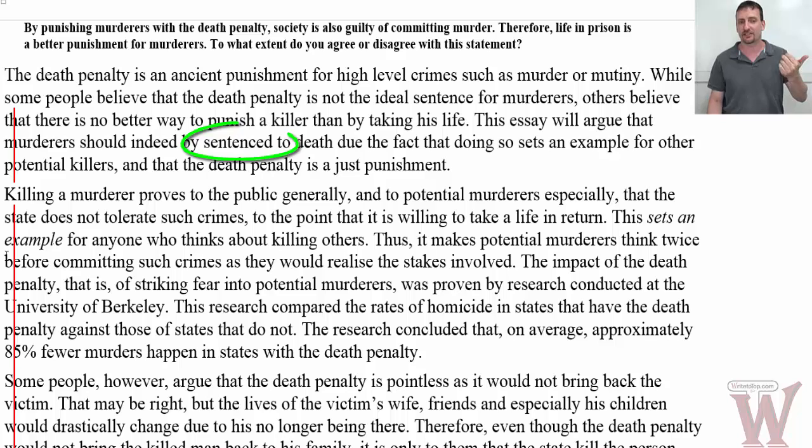He has the word sentence, as we mentioned before, striking fear into potential murderers. The word stakes involved. I mean, the involved is mine, the stakes is his, but stakes is a good word. And he has, again, generally a good range of vocabulary. Homicide is another one. But again, potential, too many times, that actually sticks out more to the graders.